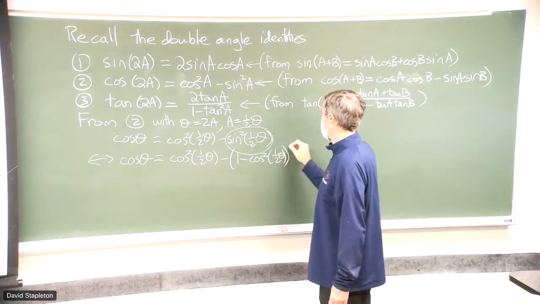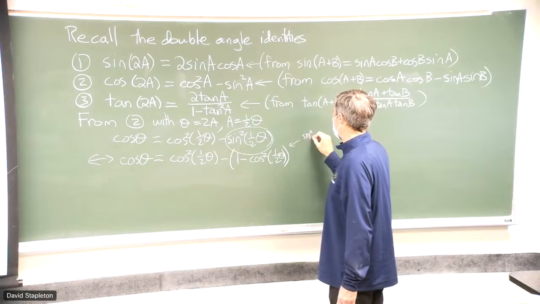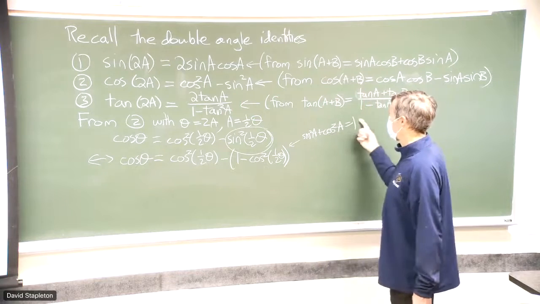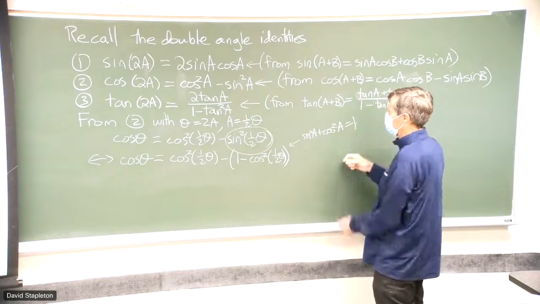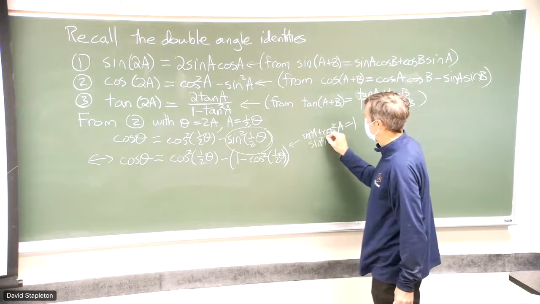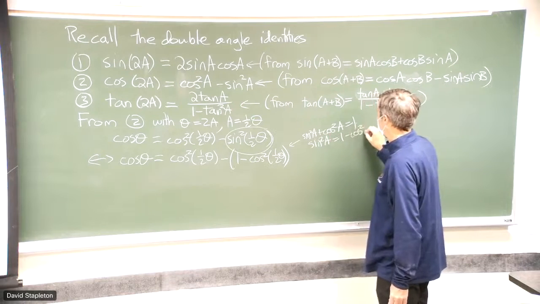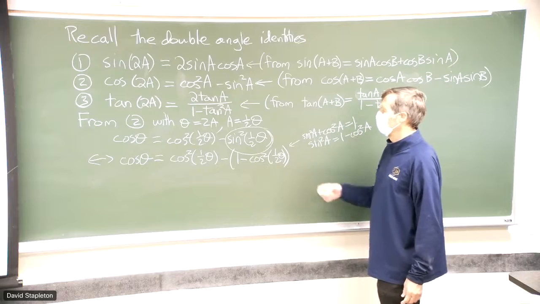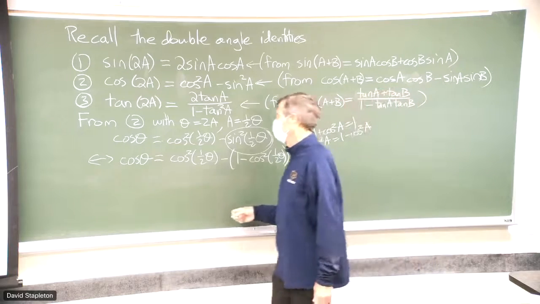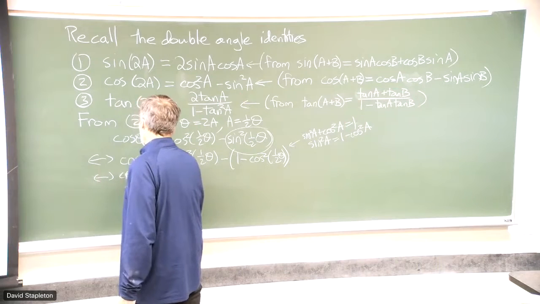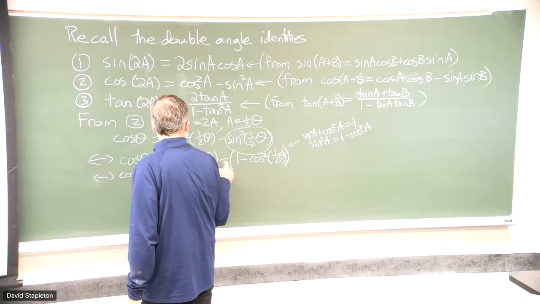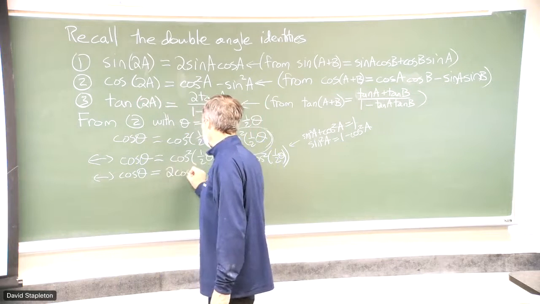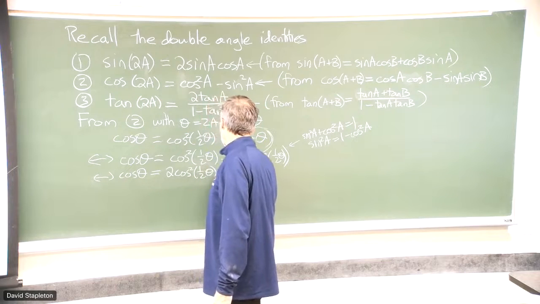Using that Pythagorean identity, that sine squared of any angle plus cosine squared of that angle is equal to 1. If you subtract cosine squared from each side, you see that sine squared is 1 minus cosine squared, right? Or replace this sine squared with 1 minus cosine squared of the same angle, a or 1/2 theta. All right, and now on this side, I've got, let's see, cosine theta equals cosine squared minus cosine squared is 2 cosine squared 1/2 theta minus 1.